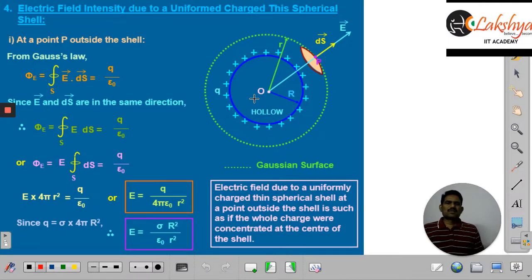Next let us see the electric field due to a uniformly charged thin spherical shell. This also we know already. Again, by using Gauss law we need to calculate here.